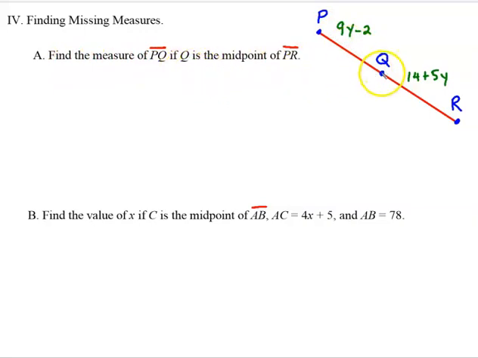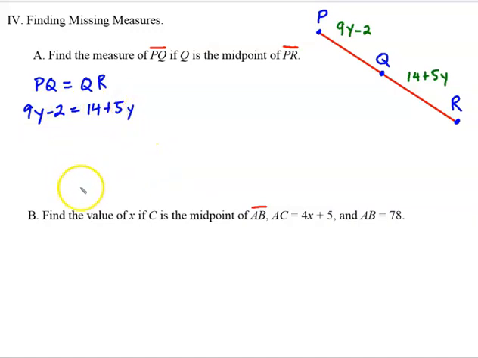We're told that Q is the midpoint of this entire segment. So P and R are the endpoints and Q is the midpoint. Since Q is the midpoint, we know that PQ is equal to QR. It creates two congruent segment measures. So since they're the same, we can write an equation showing that they are equal.